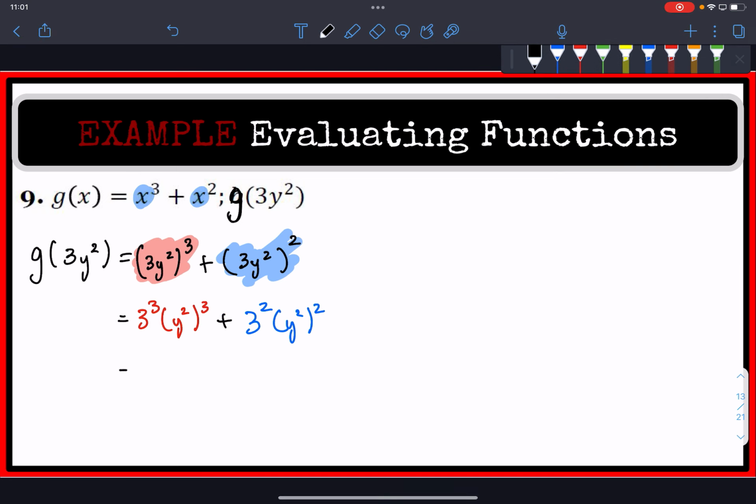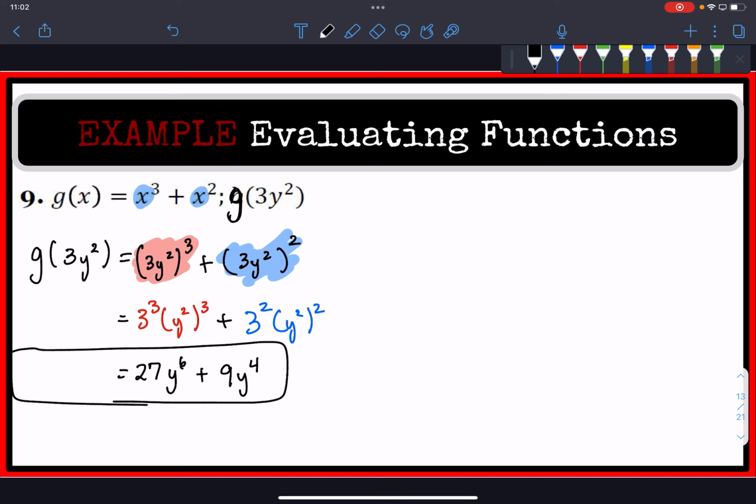So let's see what we end up with. Well, 3 to the third power is equal to 27. To simplify y to the second raised to the third, we multiply our exponents. So that's y to the sixth power. 3 to the second power is 9. And just like the last one, to raise y to the second to the second, we multiply those exponents. So that's y to the fourth power. And this is the answer that we're looking for. This is how we evaluate this. So we end up with 27y to the 6th plus 9y to the 4th.